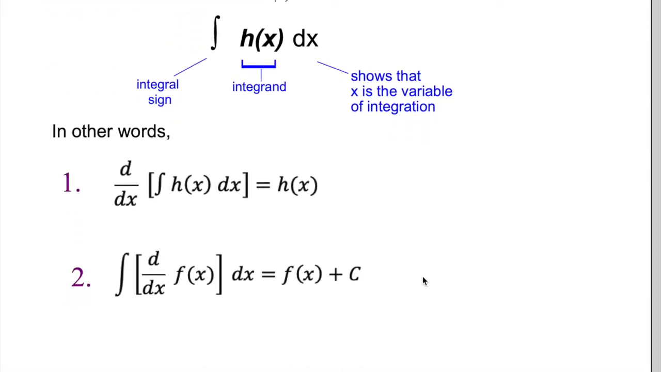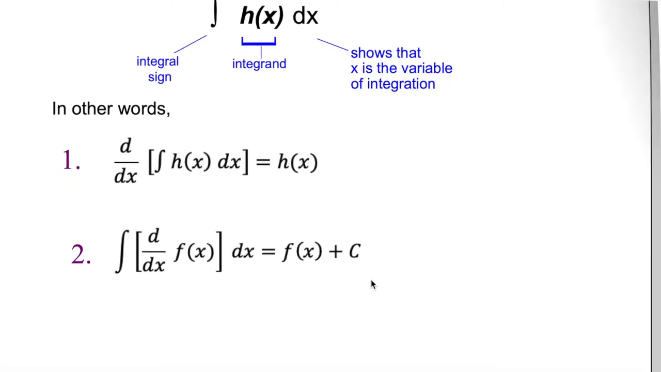In other words, we can consider the derivative of the integral of h of x as h of x itself. So basically d by dx and the integral, they can be thought of as undoing each other. However, when you take the integral of the derivative of f of x, you will get f of x plus c. So the plus c, the constant, is very important here.